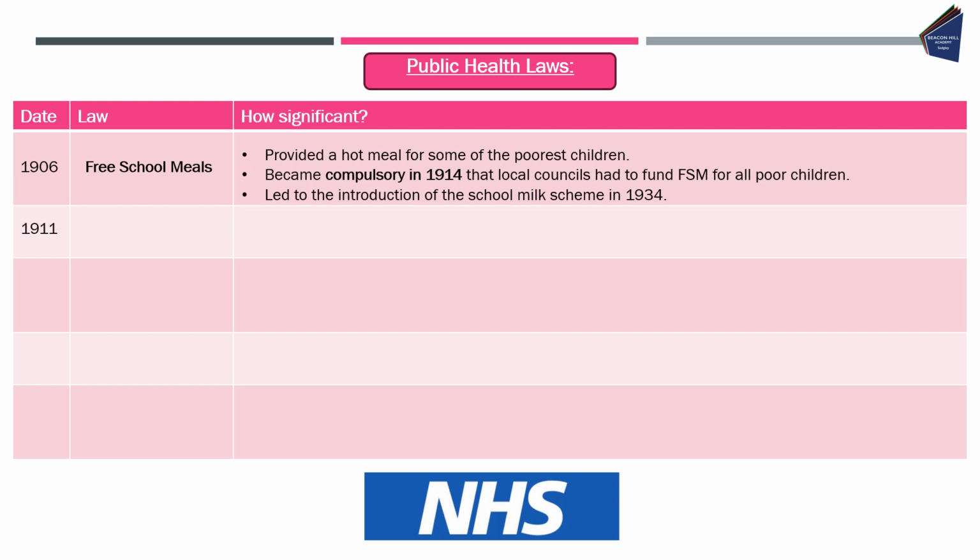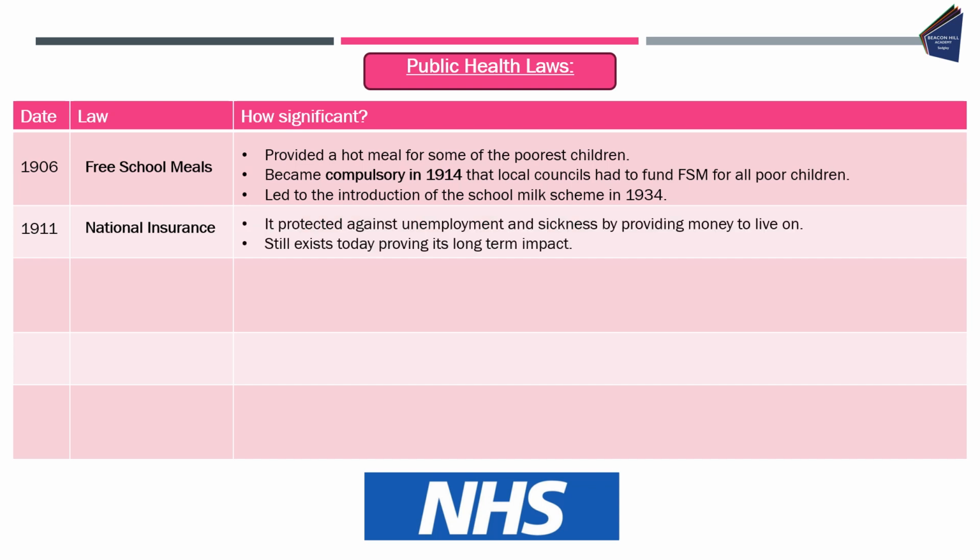In 1911, we see national insurance introduced for the first time, and this protects against unemployment and sickness by providing money for people to live on, and it still exists today. It's something that we pay towards from our wages, that you will have to when you leave school. So it has a long-term impact, and it is something that you can reference in terms of public health changes.